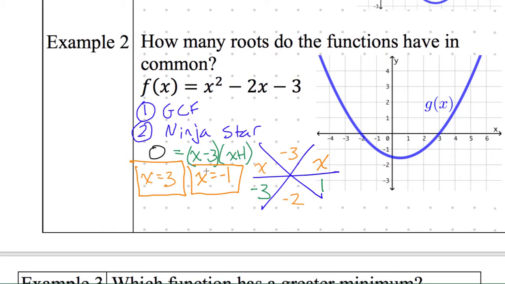Can someone help me? What are the roots of g? India again? It's going to be 3 and -2. Yeah, thank you. Just circle where it crosses that x-axis. Perfect, India.